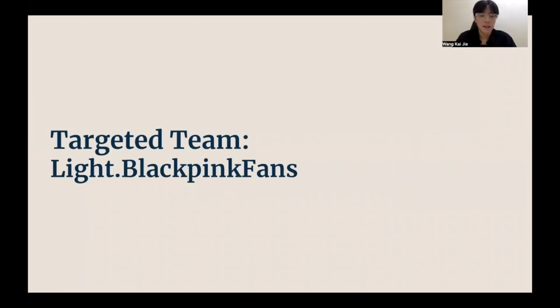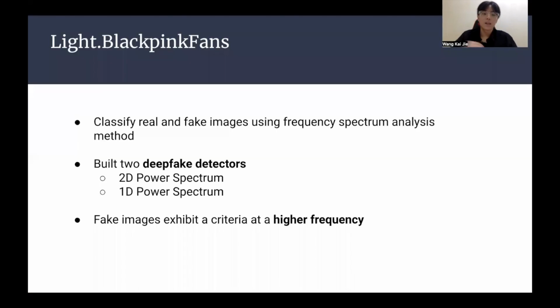Our team targeted Light.Blackpink fans. What did Light.Blackpink fans achieve? They tried to classify real and fake images using a frequency spectrum analysis method. They successfully built 2 deepfake detectors, which are the 2D power spectrum and the 1D power spectrum. According to them, fake images usually exhibit a criterion at a higher frequency, which means real images exhibit a criterion at a lower frequency. The goal of our team is to try to bypass the 2 deepfake detectors that they built, and I'm going to explain the outcome of our attempts in the next few slides.